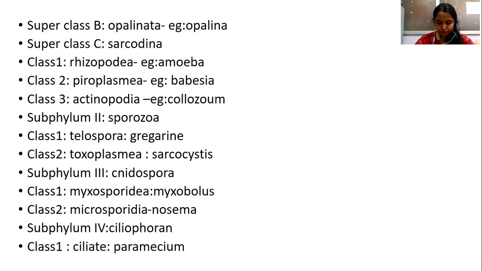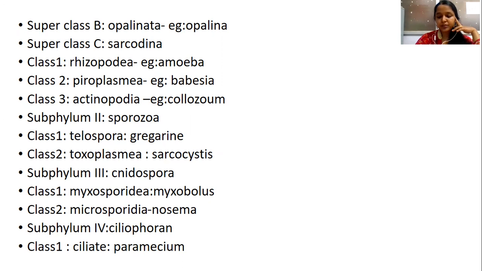And the next one is the Microsporidia. Here the microsporidial spores are unicellular in origin, and these are usually parasites of arthropods and invertebrates. Example is Nosema. So the next subphylum is the Ciliophora.